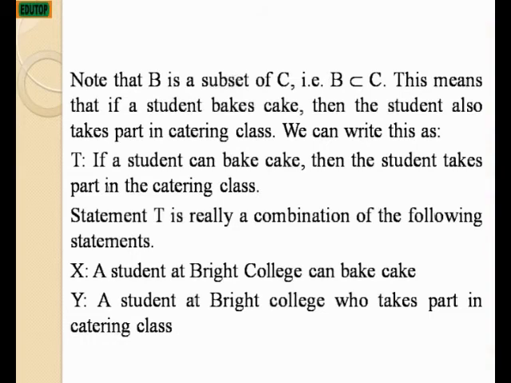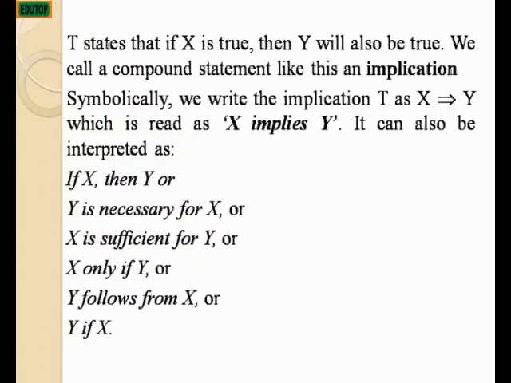We can write this as statement T: if a student can bake cake, then the student takes part in the catering class. Statement T is really a combination of the following statements. As statement X, a student at Bright College can bake cake, and as statement Y, a student at Bright College takes part in the catering class. Our statement T states that if X is true, then Y will also be true. We call a compound statement like this an implication statement.